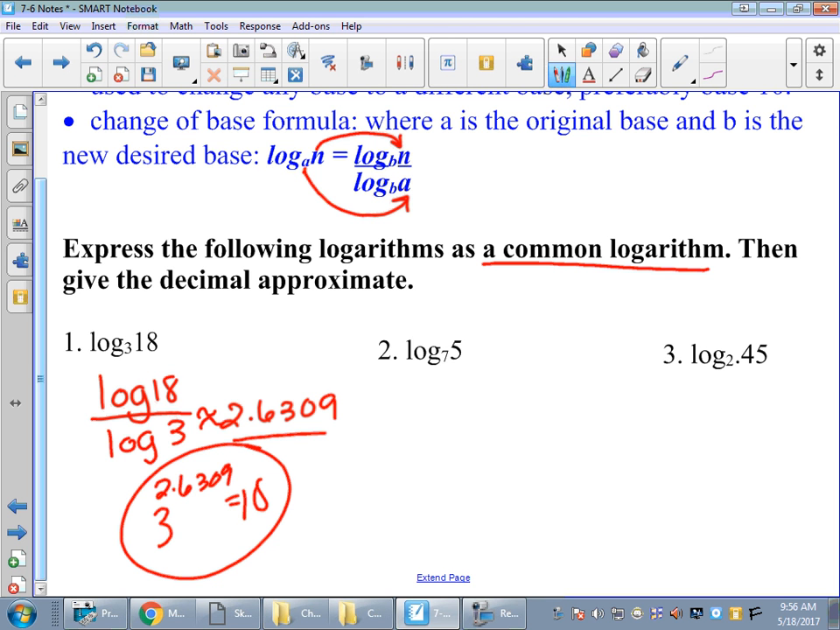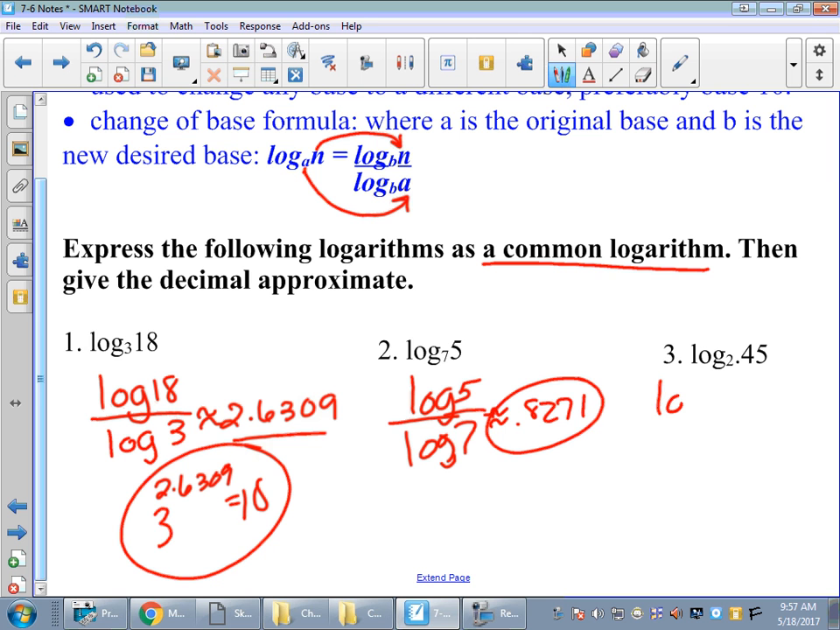For the next one, log base 7 of 5 is going to become log of 5 over log of 7. Log of the number over log of the base. And so you do log of 5 divided by log of 7, and you get approximately 0.82701, and that's what you'd raise 7 to get 5. The last one, log of 0.45 over the log of 2. So then we can use our calculator from there. I'm not worried about that one.